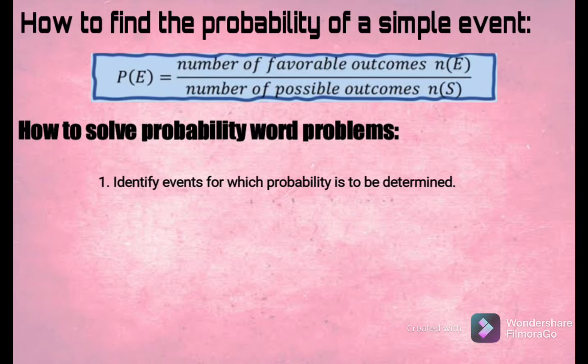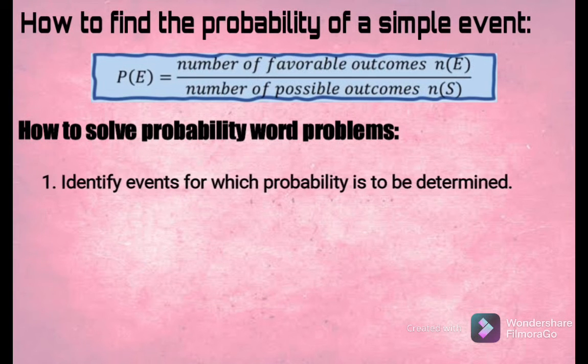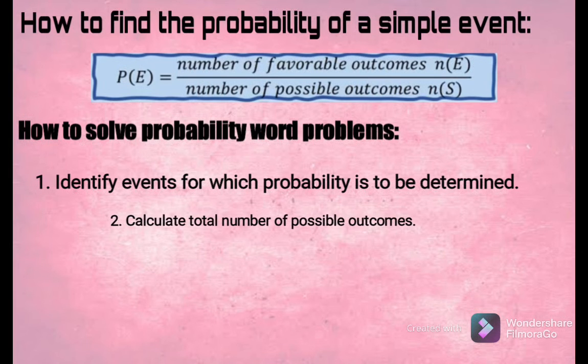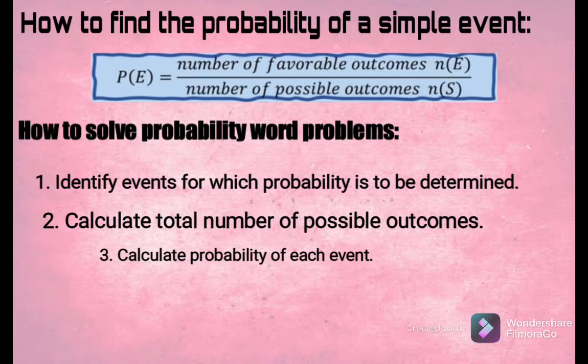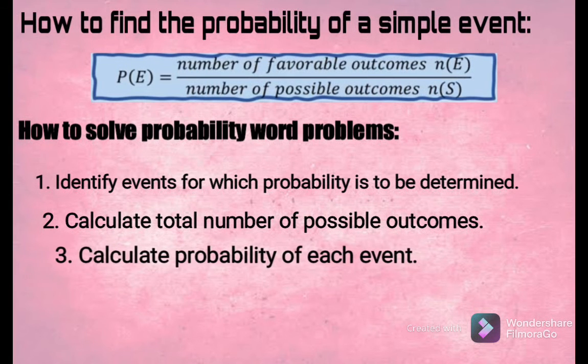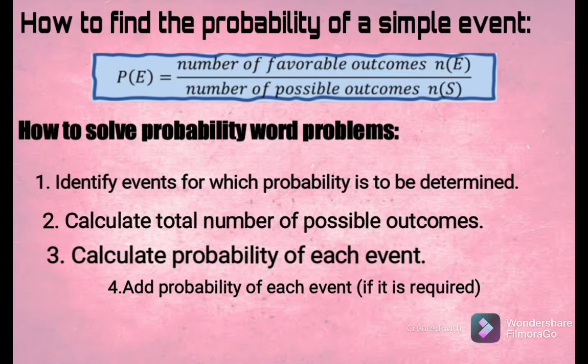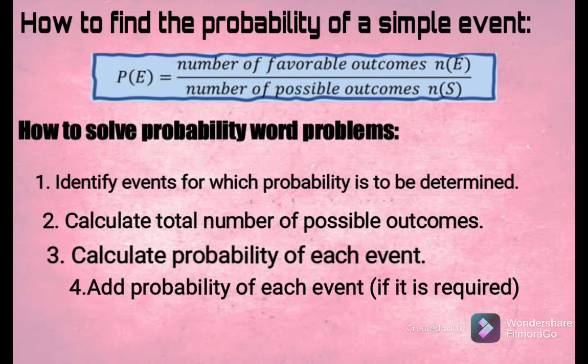How to solve probability word problems? First, identify events for which probability is to be determined. Second, calculate the total number of possible outcomes. Third, calculate the probability of each event. And fourth, add the probability of each event if it is required.